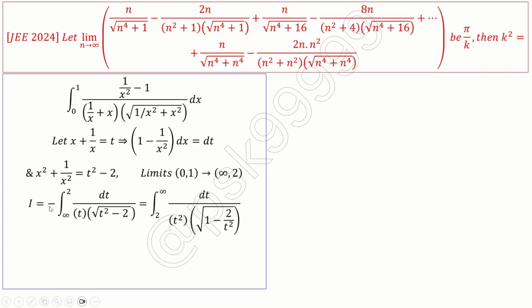So my integration is nothing but minus integration from infinity to 2 dt by t into square root of t square minus 2, which if I make negative, I can reverse the limits, right? So 2 to infinity integration dt by t square into square root of 1 minus 2 by t square. I just took t square common.